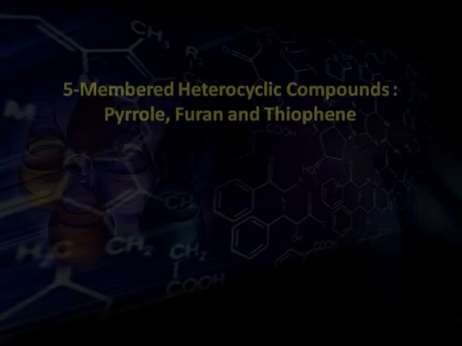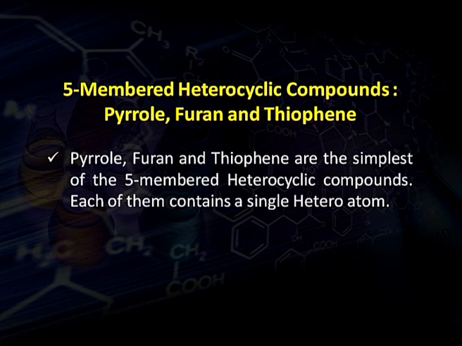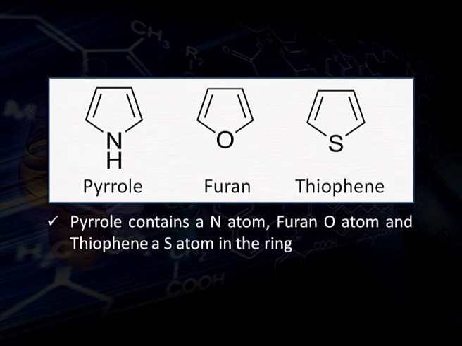Now, first we will start with the 5-membered heterocyclic compounds. The simplest of the 5-membered heterocyclic compounds are pyrrole, furan and thiophene. Each of them contains a single heteroatom. Pyrrole contains nitrogen, furan oxygen and thiophene sulfur in its ring. On the basis of elemental analysis and molecular weight determination, the molecular formulas of these compounds are found to be C4H5N for pyrrole, C4H4O for furan and C4H4S for thiophene.